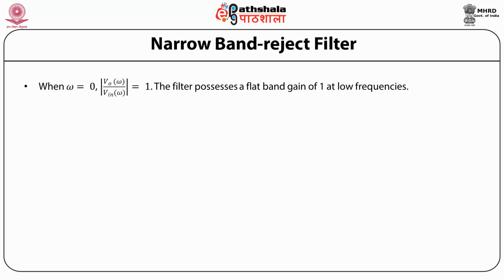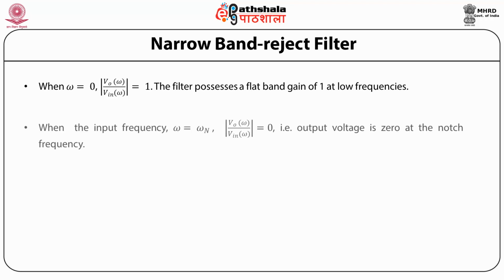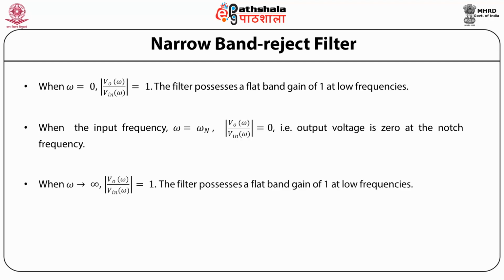The filter possesses a flat band gain of 1 at low frequencies. When the input frequency omega equals omega n, then the modulus of V naught of omega by Vn of omega equals 0. That is, output voltage is 0 at the notch frequency. In the case when omega tends to infinity, modulus of V naught of omega by Vn of omega equals 1. The filter in that case possesses a flat band gain of 1.